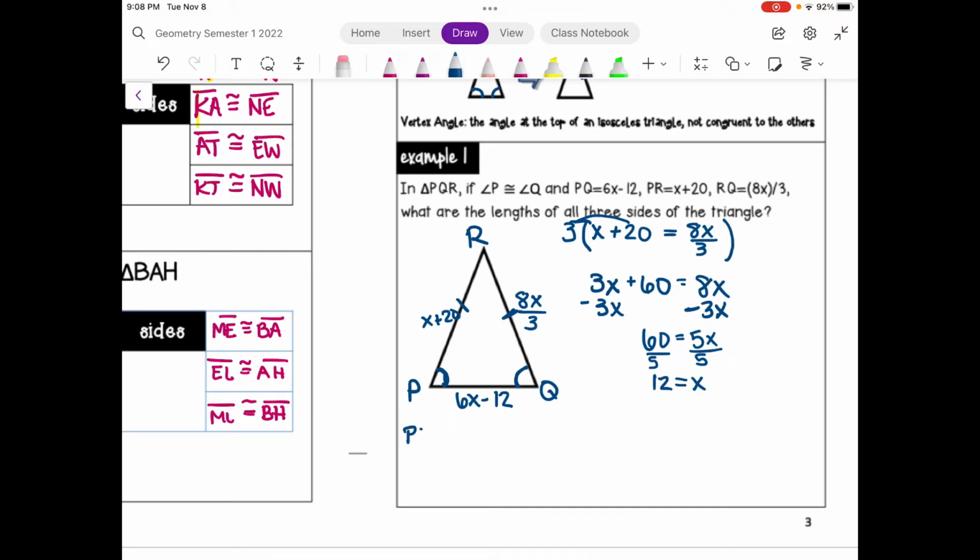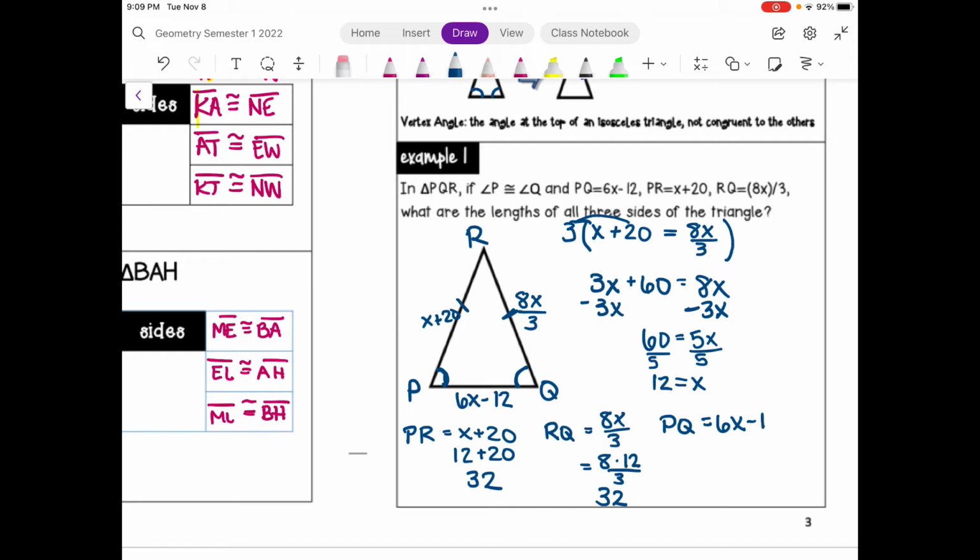Then I'm going to plug those in for each one. So PR was x plus 20. And I'm going to do 12 plus 20 to get 32. RQ was 8x over 3. So if I do 8 times 12 over 3, that is also 32, because I really just have 8 times 4. If I think about 12 divided by 3 is 4. And you can also use a calculator. So if you're like, how did you do that math? There's always a calculator.